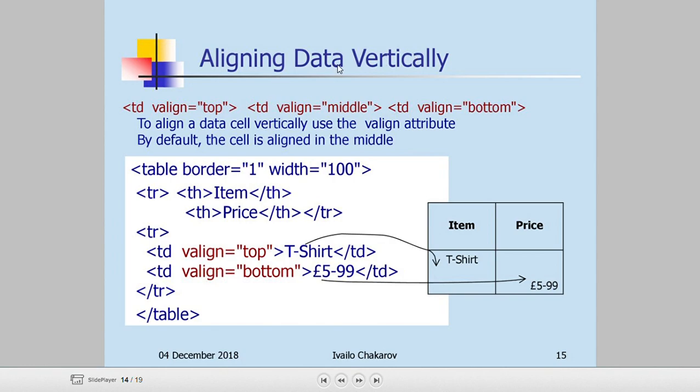Aligning data vertically. Here TD valign equal to top, TD valign equal to middle and valign equal to bottom. These are all the different types to align data vertically. Here, as shown in the following diagram, by default the cell is aligned in the middle. If you want top or bottom, we are going to make use of the valign equal to top attribute and the valign equal to bottom attribute.